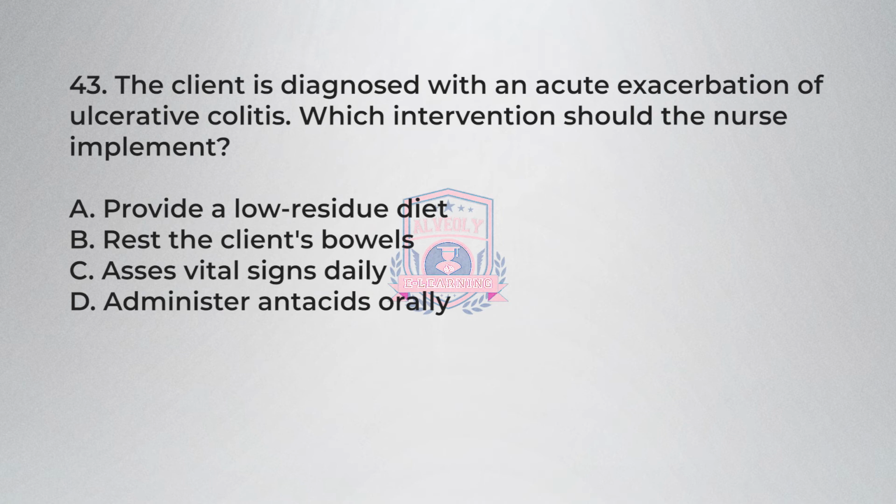Question 43. The client is diagnosed with an acute exacerbation of ulcerative colitis. Which intervention should the nurse implement? A. Provide a low-residue diet. B. Rest the client's bowels. C. Assess vital signs daily. D. Administer antacids orally. Correct answer is B. Rest the client's bowels.